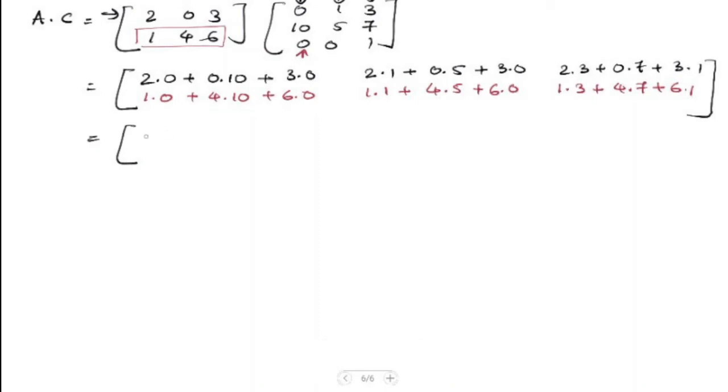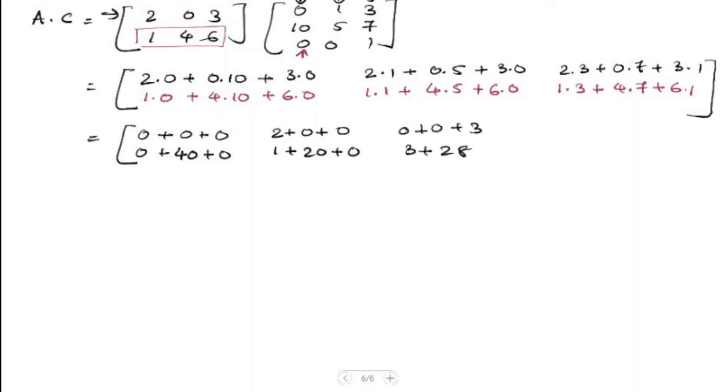Now multiplying and writing them down, you will have here 2 times 0 is 0, 10 times 0 is 0, plus 3 times 0 is 0, and here you have 0, 40 plus 0, then you have 2 plus 0 plus 0, and 1 plus 20 plus 0, and 0 plus 0 plus 3, and then you have 3 plus 28 plus 6. Okay, now after you add them you get 0, 2, 9, 40, 21, and 37.